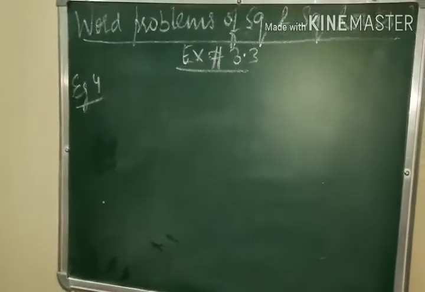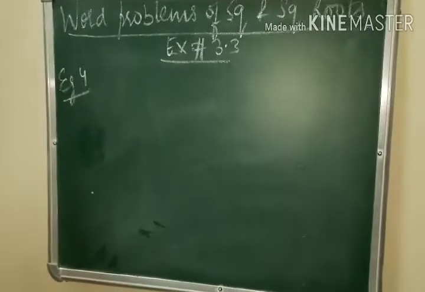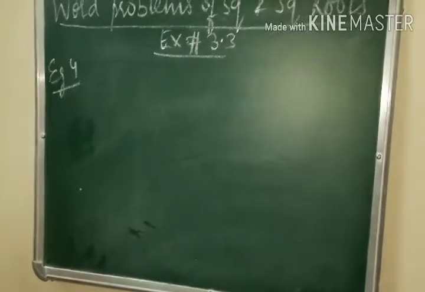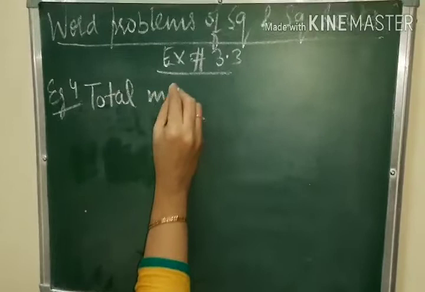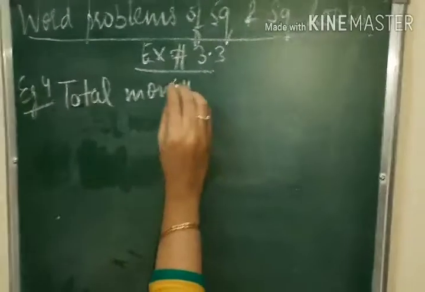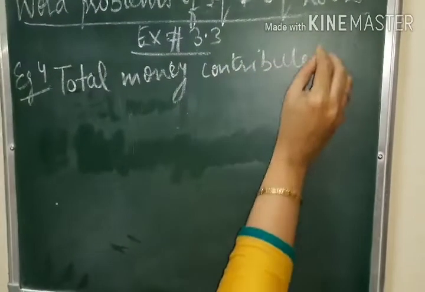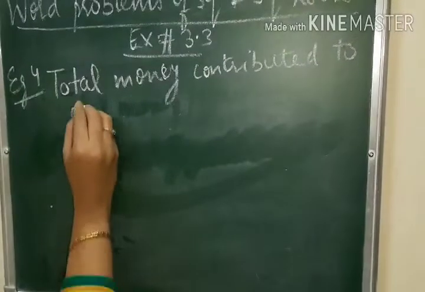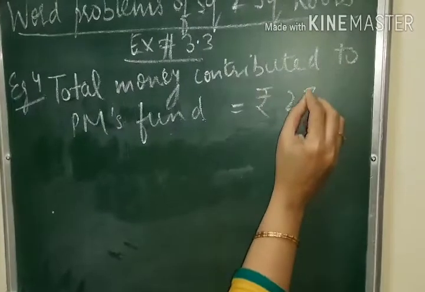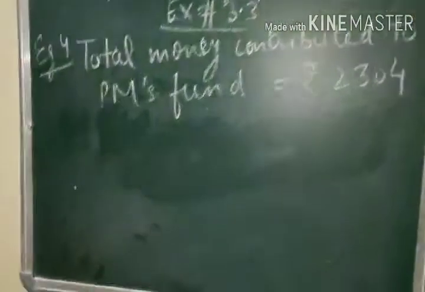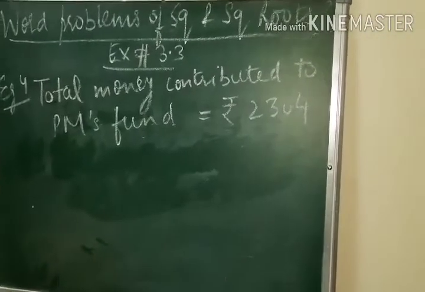So example number 4 of your exercise is: the students of class 8 of a school donated rupees 2,304 in all for the Prime Minister's Relief Fund. Total money contributed to the PM's fund is rupees 2,304. Each student donated as many rupees as the number of students in the class. Is it clear? What does this mean?